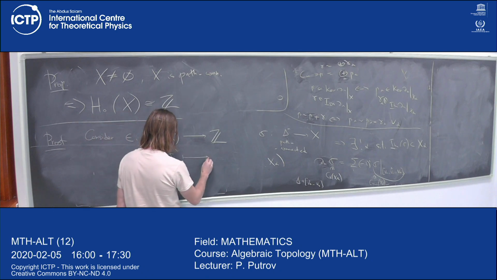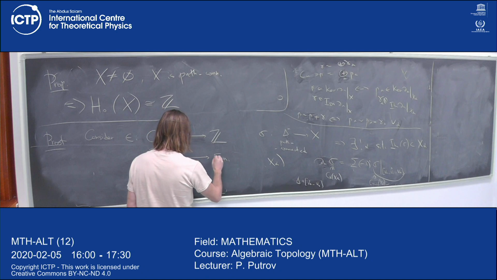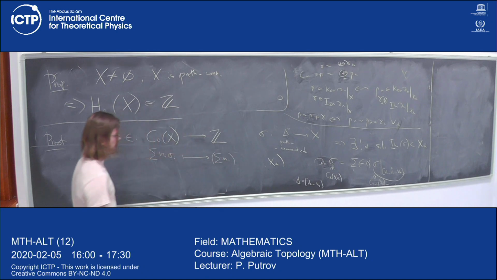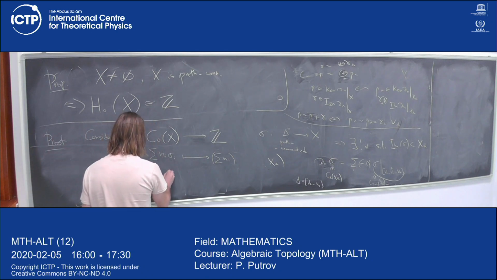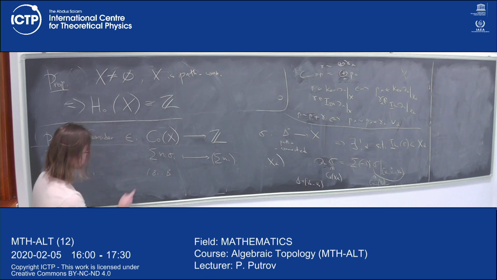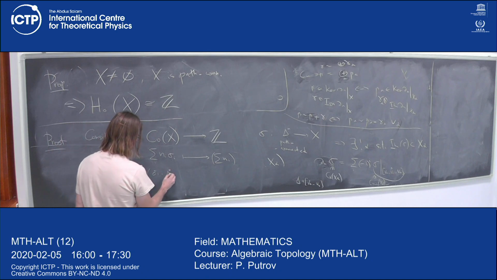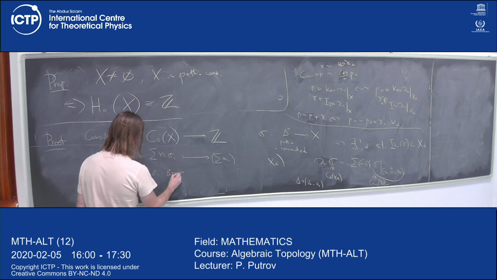and the result of this map is just the sum of these coefficients. Each sigma i is just a certain map. In this case, this is C0, so this is a map from delta 0 to X. And we know that in dimension 0, the simplex is just a point.